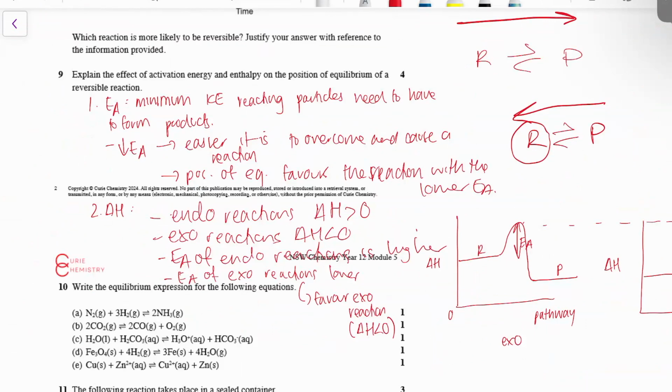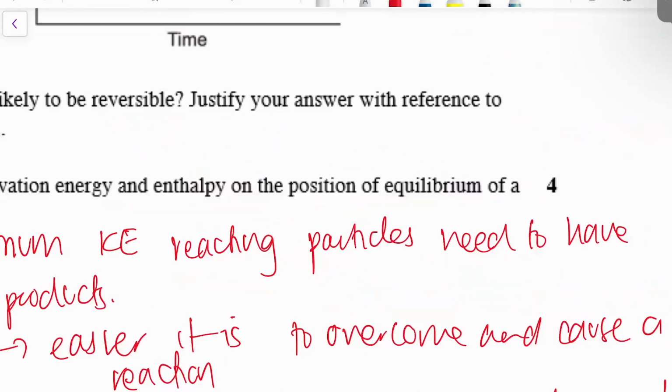Just keep in mind the question can be worded differently in the future. They've asked you for the effect of activation energy and enthalpy. There might be a question in your exam that's given you a particular equation and they've given you the enthalpy in the equation. And then out of nowhere, they ask you, oh, predict where the position of equilibrium is. And then you're like, I don't remember studying how to predict the position of equilibrium. You haven't done predicting the position of equilibrium, but you have done the effect of enthalpy on the position of equilibrium.